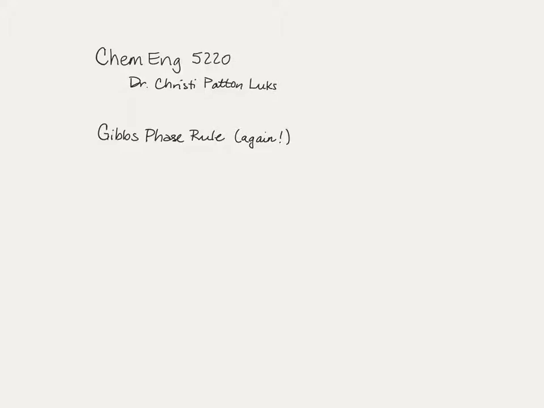In this video lesson, we're going to be revisiting Gibbs phase rule, with a focus this time on chemical reactions. Now, we've defined the degrees of freedom, F, to be the difference between the number of unknown thermodynamic properties minus the number of independent relationships between those properties.